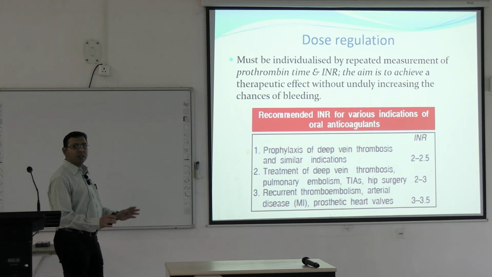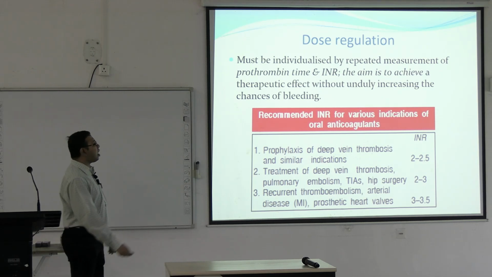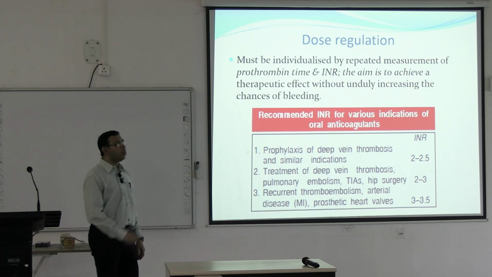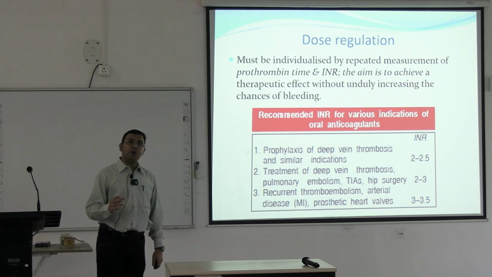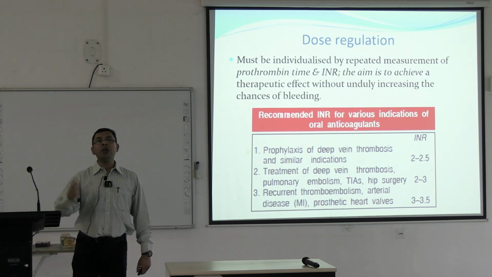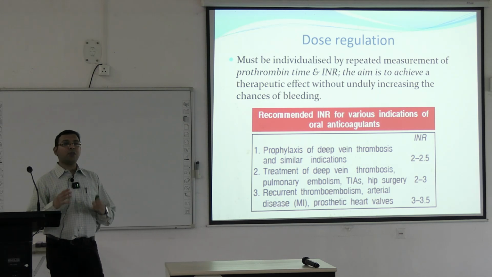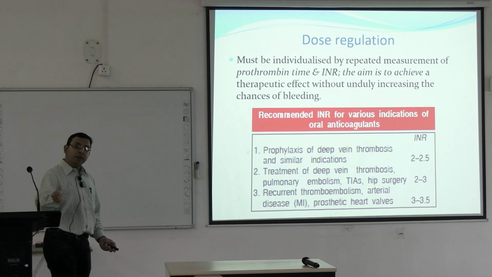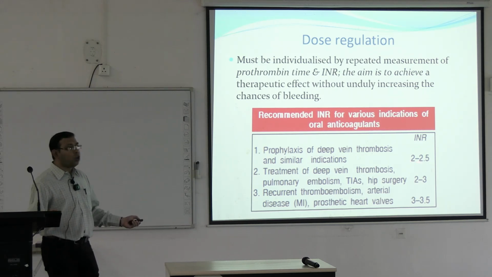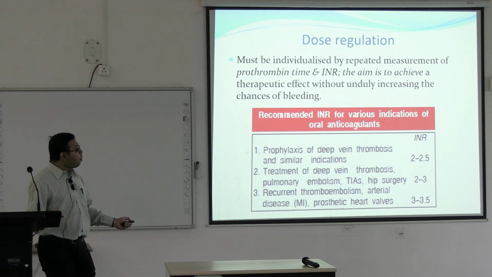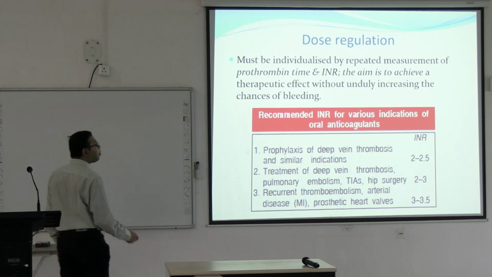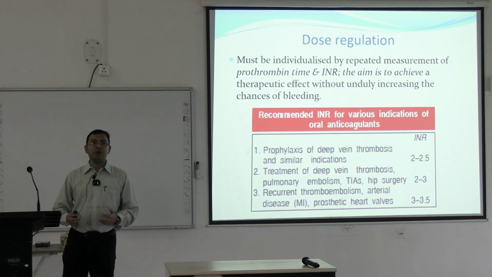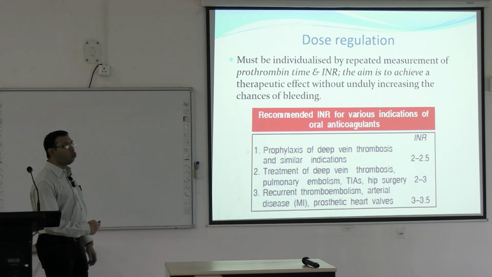So you can see these are some examples. This ultimately changes in different guidelines. The recommended INR for prophylaxis of deep vein thrombosis and similar indications: prophylaxis is needed when there is cancer, prolonged immobilization after surgery, or some long-standing surgery. So we have to keep warfarin in such a dose that the INR will be between 2 to 2.5. Similarly, for treatment of deep vein thrombosis, pulmonary embolism, transient ischemic attacks, or hip surgery, which is a very prolonged surgery, again an INR of 2 to 3 is needed.